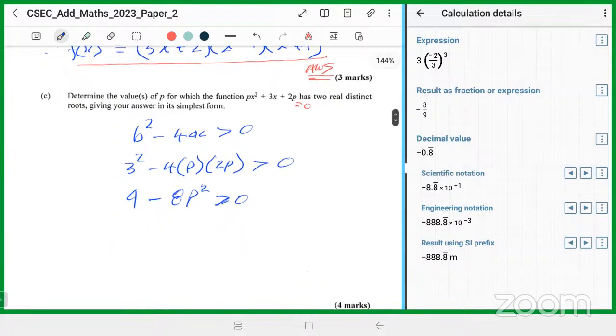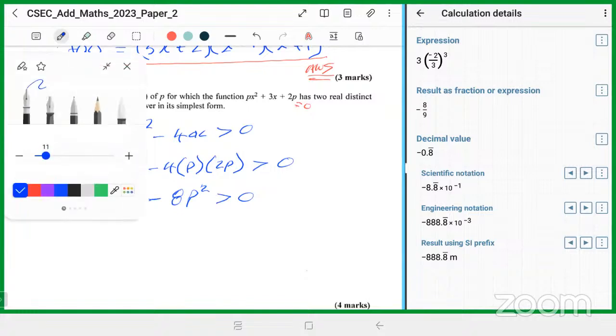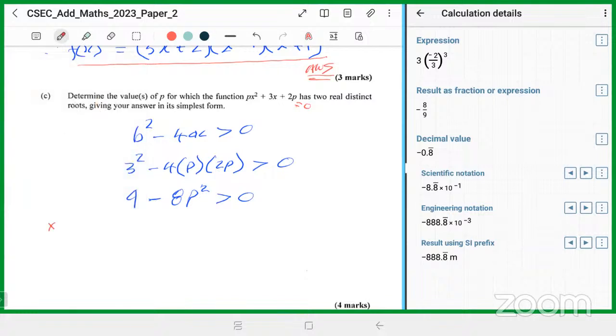All right. I can make my square term positive by multiplying through by a -1. I like to do my quadratics with my square term positive, but I have to remember to reverse the inequality sign. Reverse the greater than sign when I multiply by a -1. So the expression becomes 8p squared minus 9 is now less than 0.